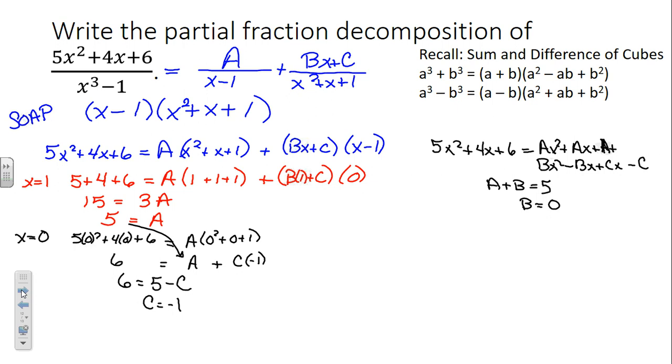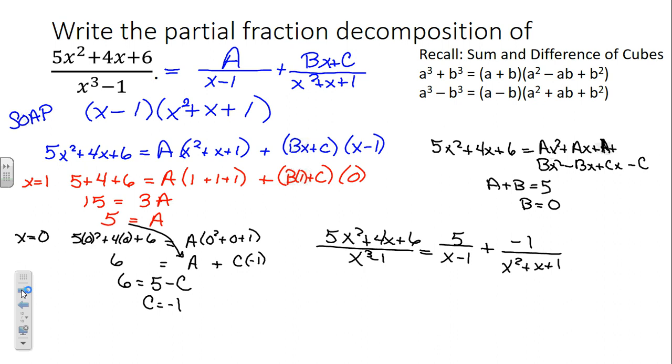Okay, so what is our new partial fraction going to look like? Well, a was 5, so we'll have a 5 over the x minus 1. And b is 0, but c is a negative 1. And that'll be over the x squared plus x plus 1. They're quite the amazing problems, aren't they?